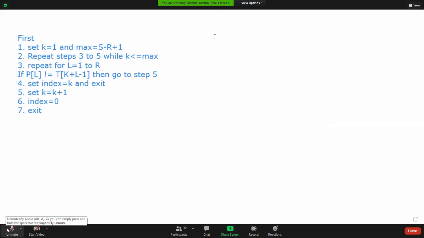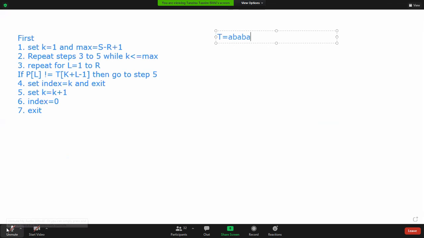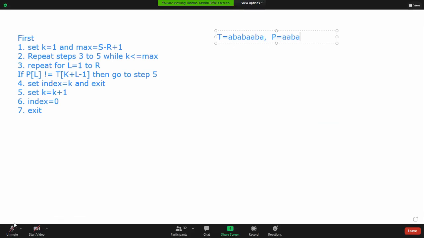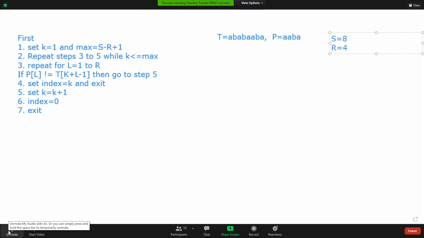Okay, so the text is T equals to A, B, A, B, A, A, B, A, right? And what about the pattern? P equals to A, A, B, A. Okay, so here the length of T is 8, so S equals to 8. And what about R? R equals to 4, right? So here, how many substrings will we get in total?